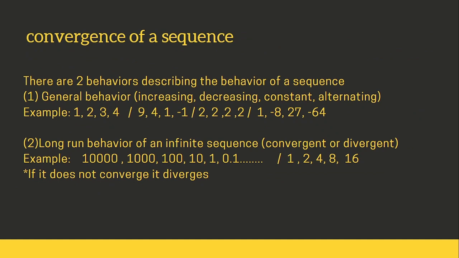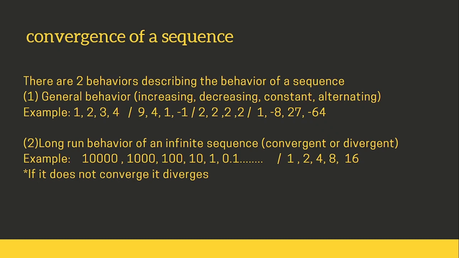So that's the general behavior. This can be such as a number increasing from 1 to 2 to 3 to 4, decreasing from 9 to 4 to 1 to negative 10. For example, it's just 2, 2, 2, 2. Or alternating, so you have a positive 1, then a negative 8, then a positive 27, then a minus 64. Then you can also describe behavior as a long run behavior or infinite sequence.